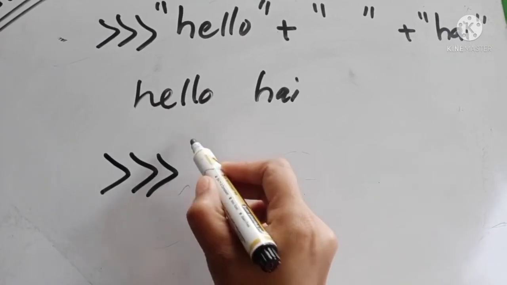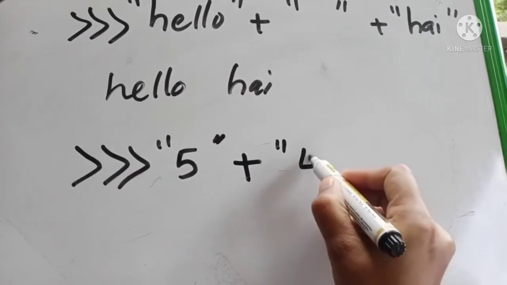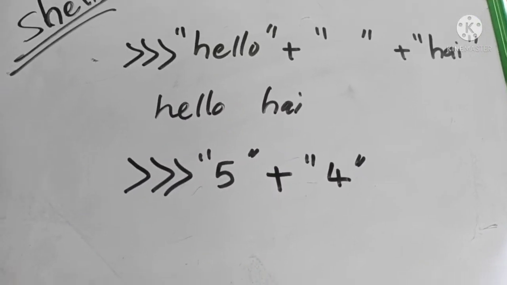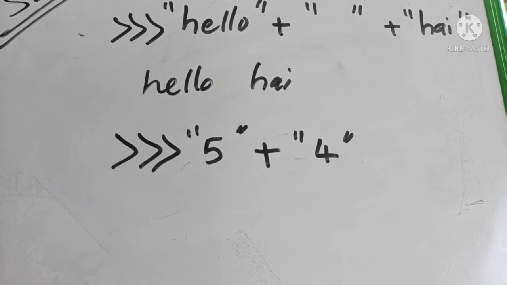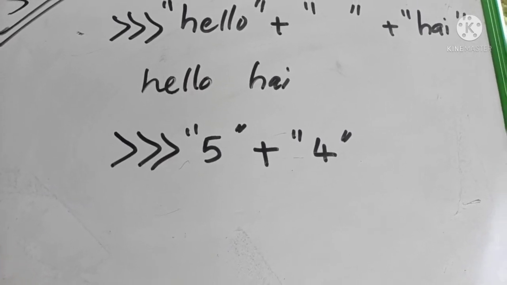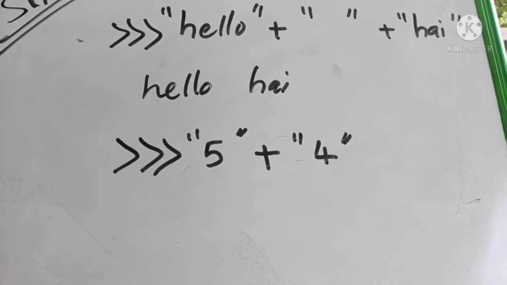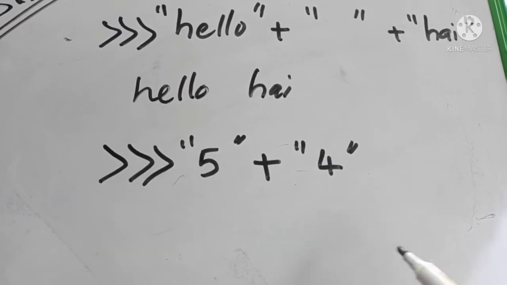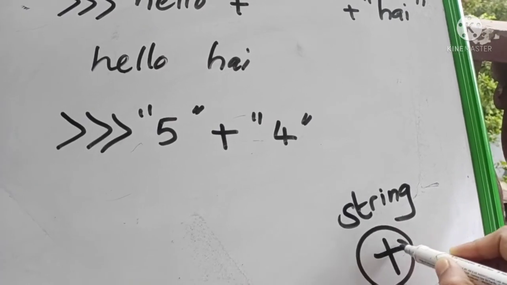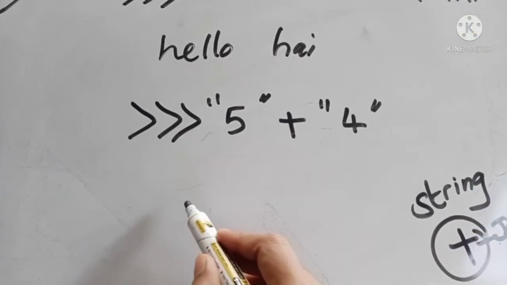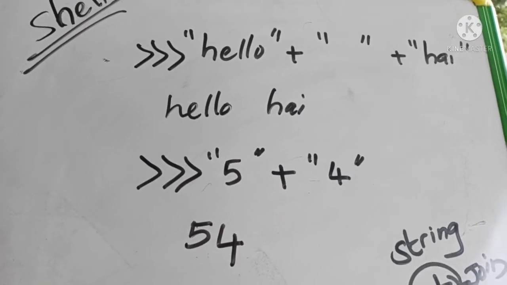Next I'm giving 5 inside double quotes, and a plus symbol, again I'm giving 4 inside double quotes. Can you see? Yes, I have given two numbers 5 and 4, enclosed inside the double quotes, and in between I am giving a plus symbol. Can you guess what will be the output? Are you thinking the value is 9? No, because whatever you give inside the double quotes will be considered a string only, and a plus symbol between strings will join two strings together. So the answer will be 54. Don't think it is 5 plus 4 equals 9. It is 5 and 4.